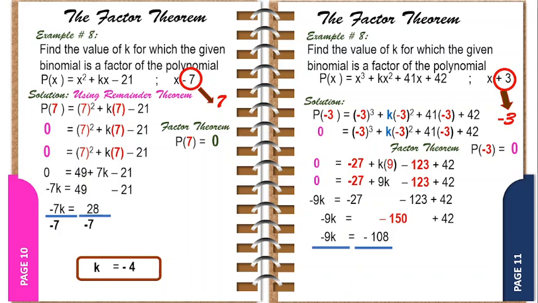Solving for k, we need to divide both sides by the number beside letter k. That is negative 9. Cancel out negative 9. What is left is letter k. Negative divided by negative is positive. 108 divided by 9 is 12. So therefore, the value of k is positive 12.